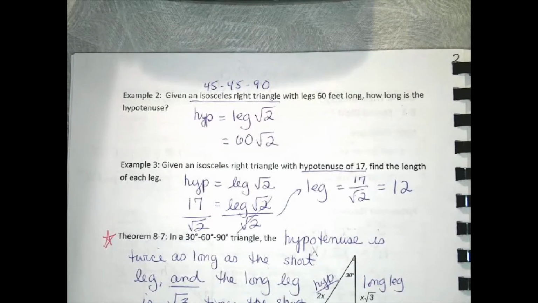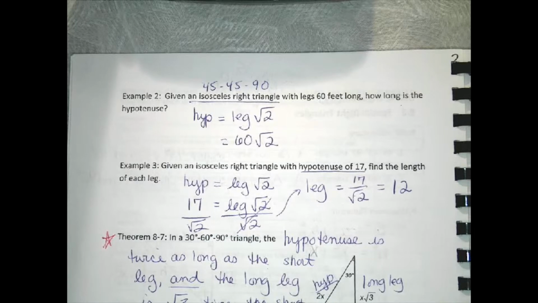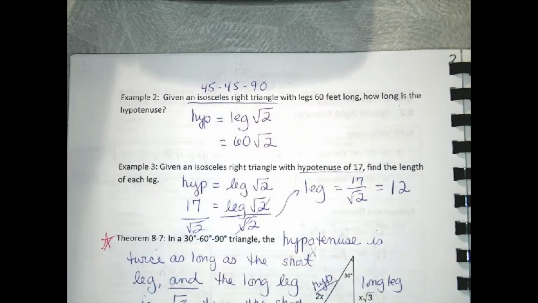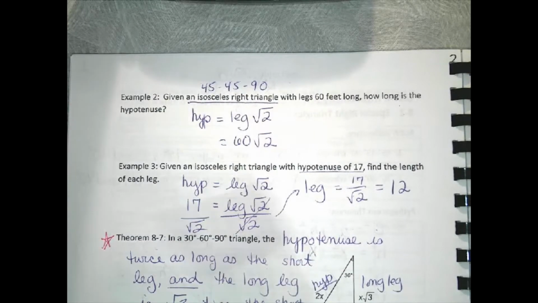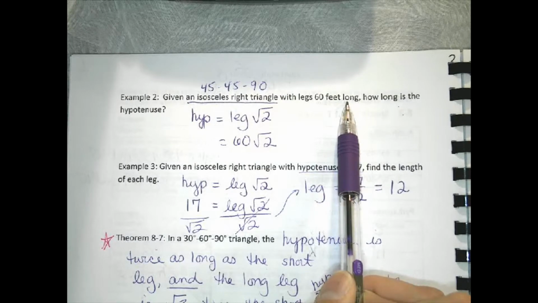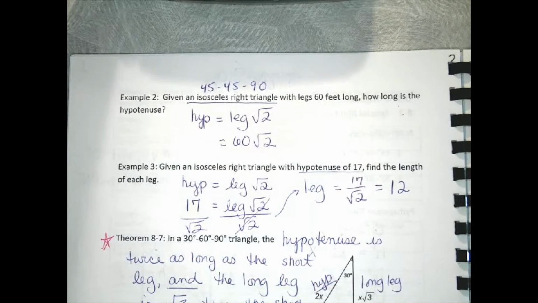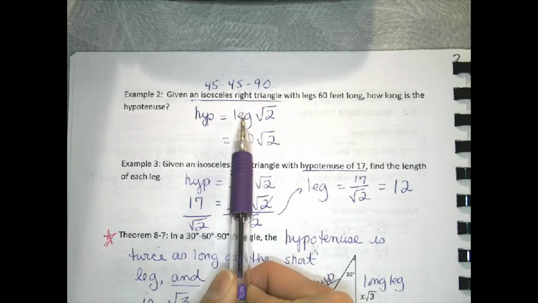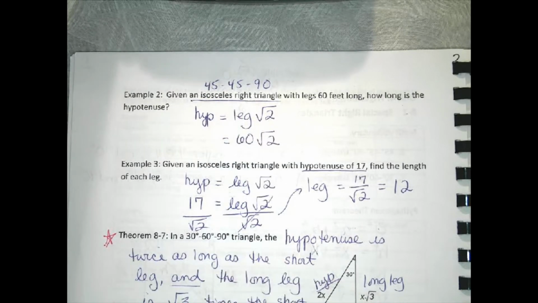In our next example, we're given an isosceles triangle, an isosceles right triangle. As soon as I hear isosceles and right together, in my mind it should click that this must be a 45, 45, 90 right triangle. It says that the legs are 60 feet long, and the question is, how long is the hypotenuse? So keeping in mind that the hypotenuse is always the leg times the square root of 2, then the hypotenuse of this triangle would be 60 times the square root of 2.